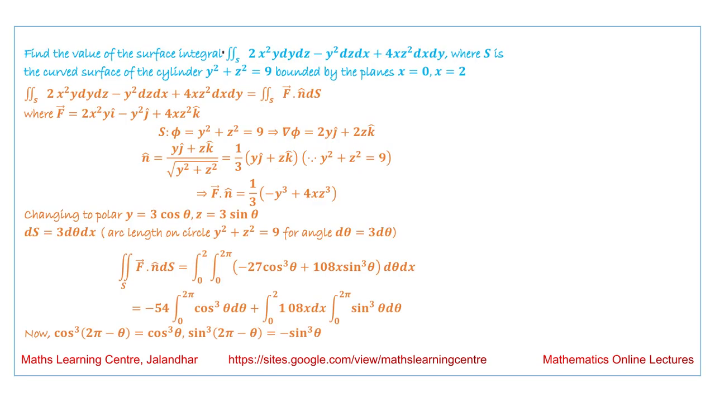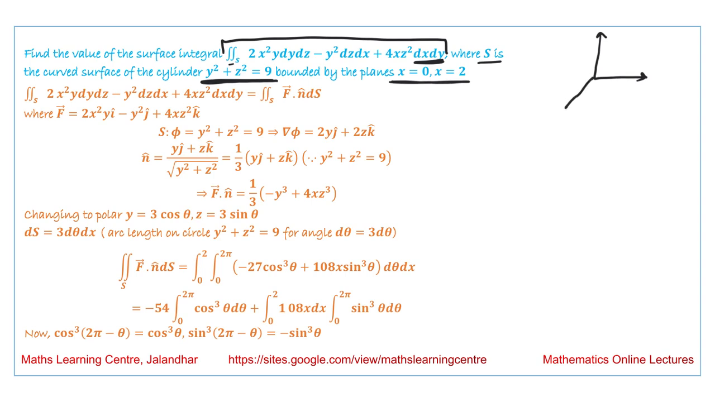Next is to find the value of this integral. This is given over here, this is dx dy, and the surface S, where S is the curved surface of the cylinder y square plus z square is equal to 9, bounded by the planes x is equal to 0 and x is equal to 2. So if we plot this, we have the plane over here, this is the cylinder in this form.